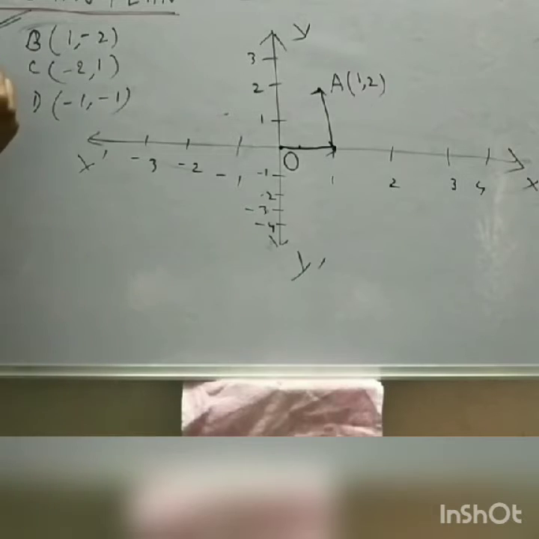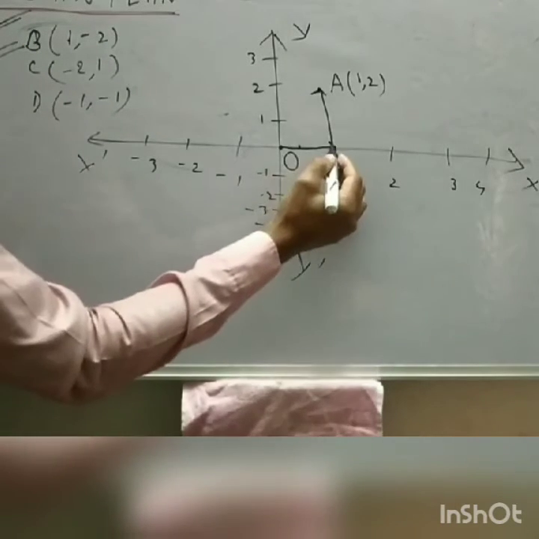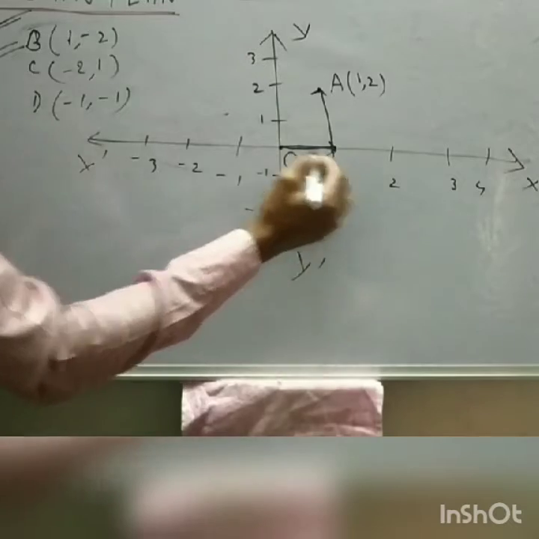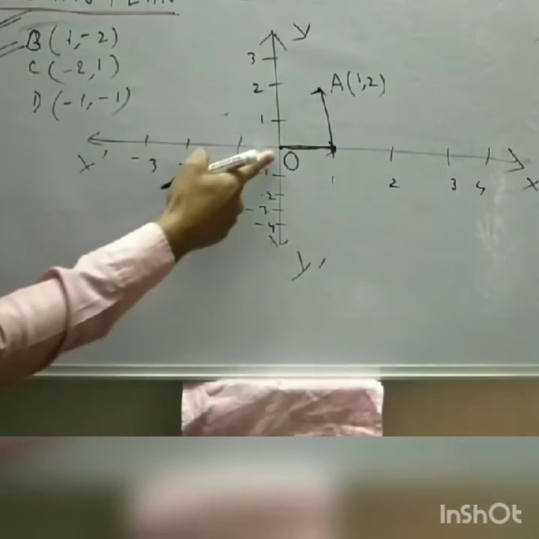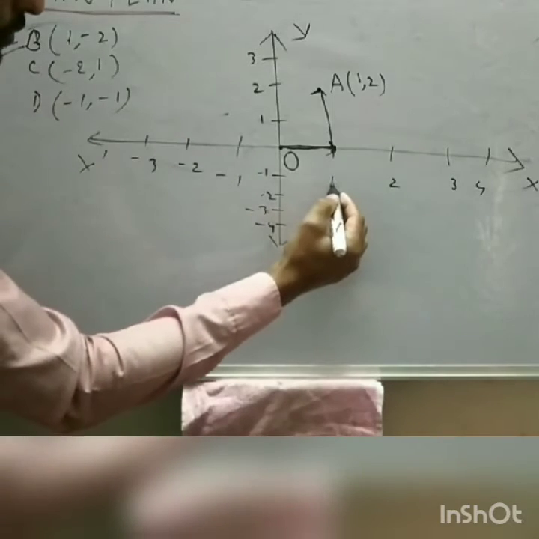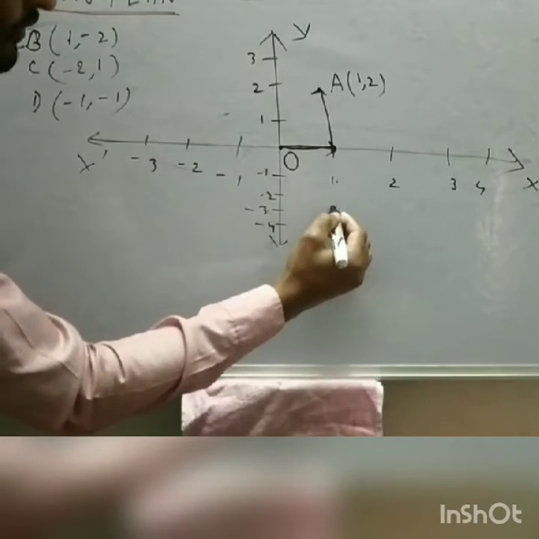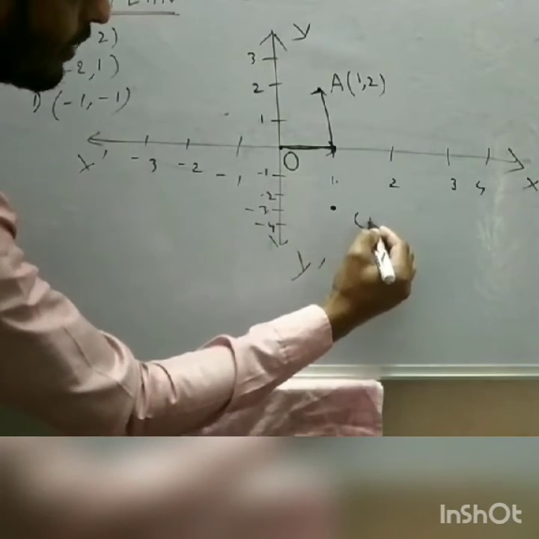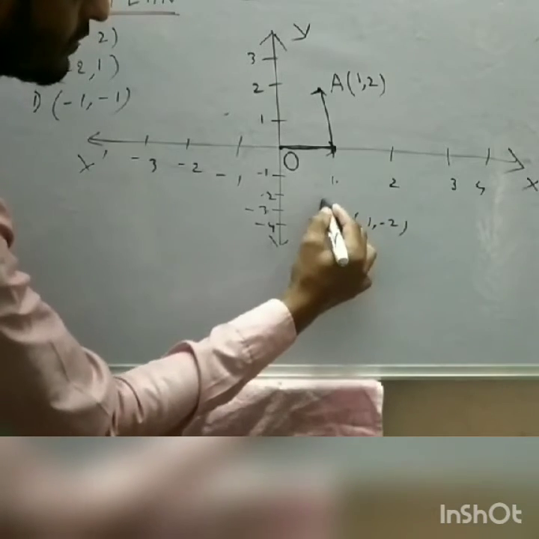Now look at here. The point B (1, -2). 1 is the x coordinate, -2 is the y coordinate. Let us put positive 1, then -2. Negative numbers will come on the negative side of the y-axis. So this is -1, -2. So this is the point (1, -2), and this is the point B.